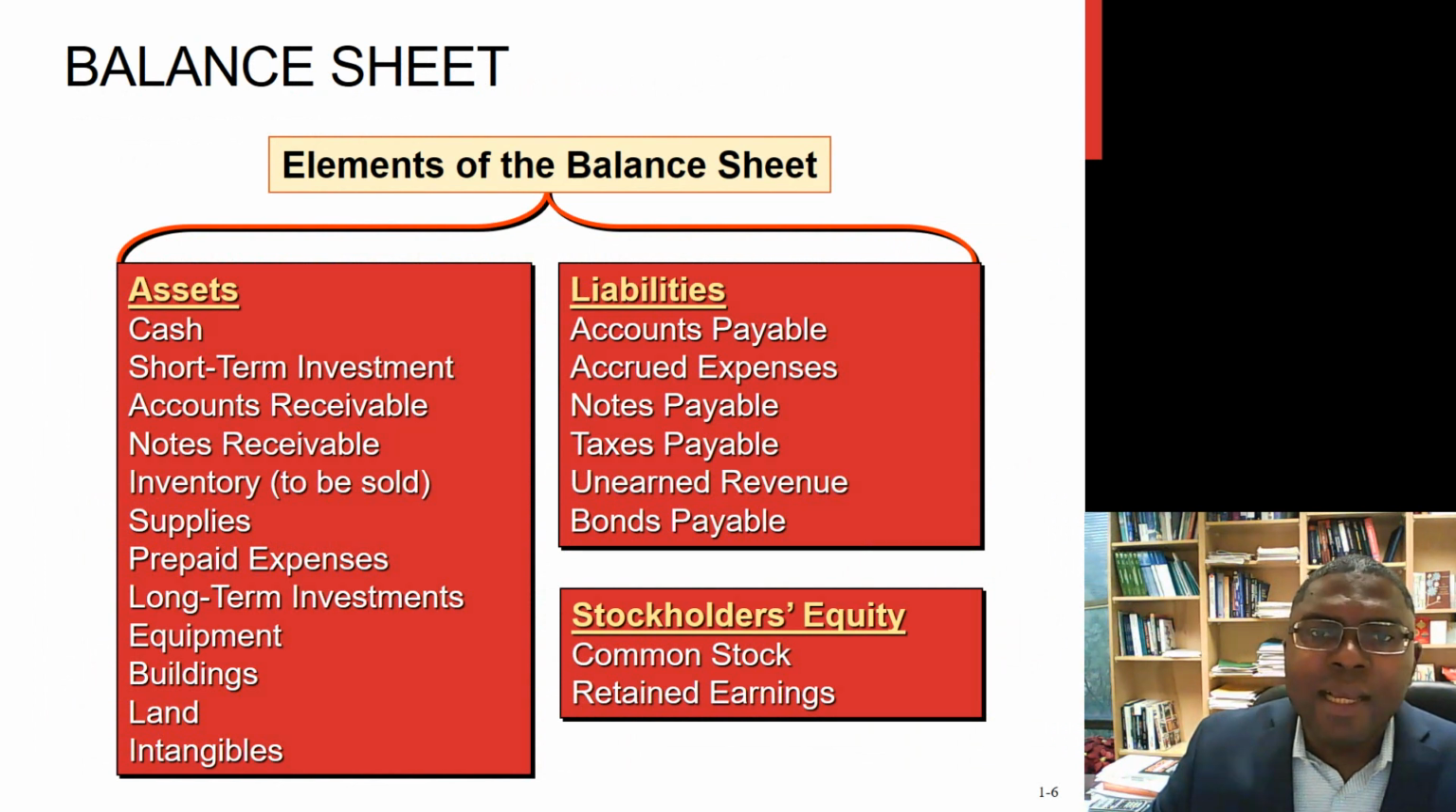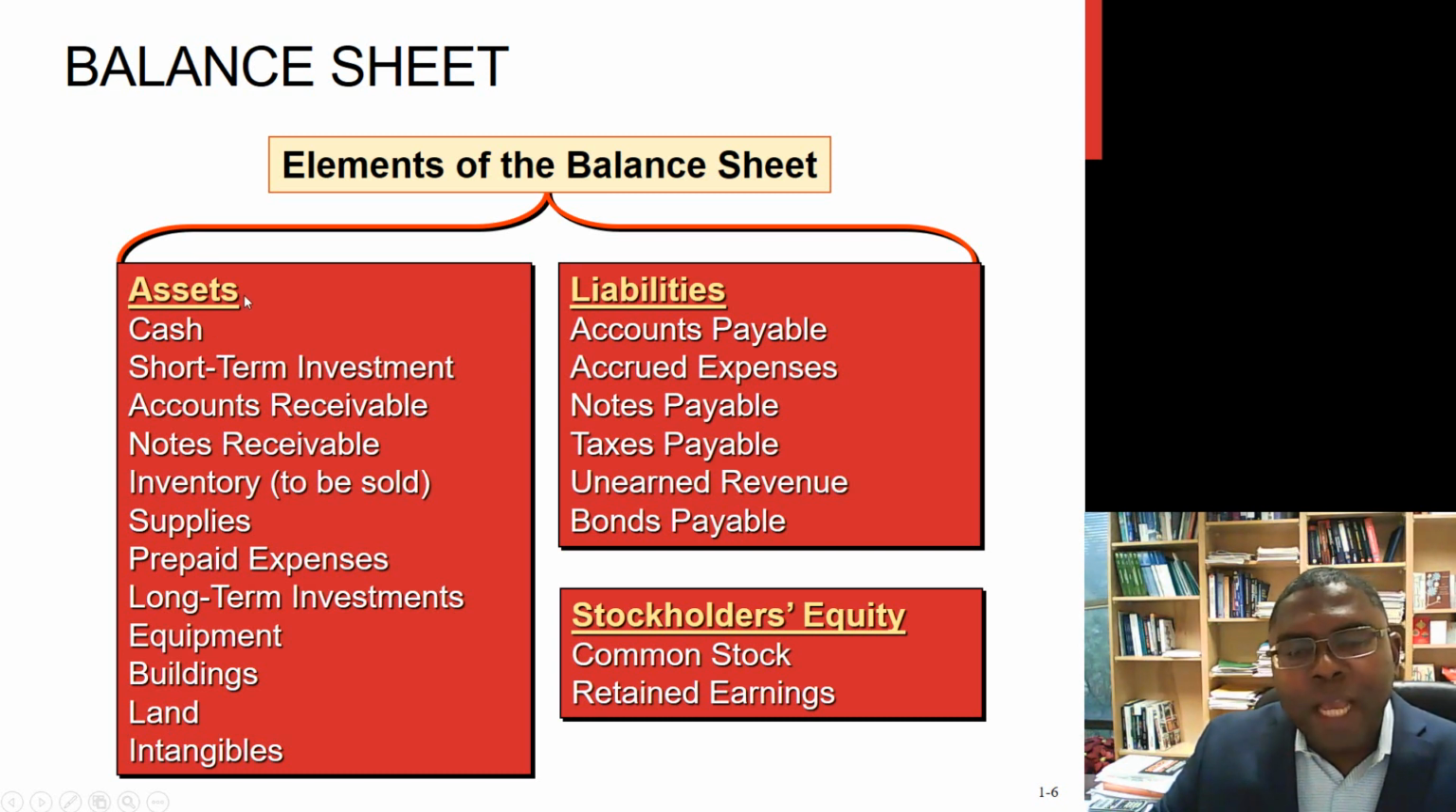So the first one is the balance sheet. What we find here are the elements of a balance sheet. The balance sheet again is a snapshot of the company's financial position at a particular point in time. It will include the assets, the company's liabilities, and the company's stockholders' equity. The assets are usually arranged from the most liquid down to the least liquid, cash itself being a liquid asset, and then other assets that are very near cash. So these are examples of assets.